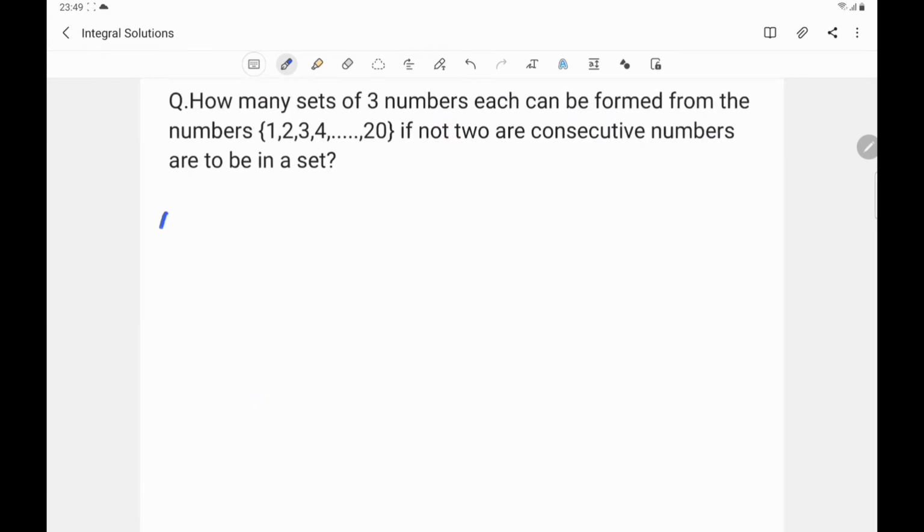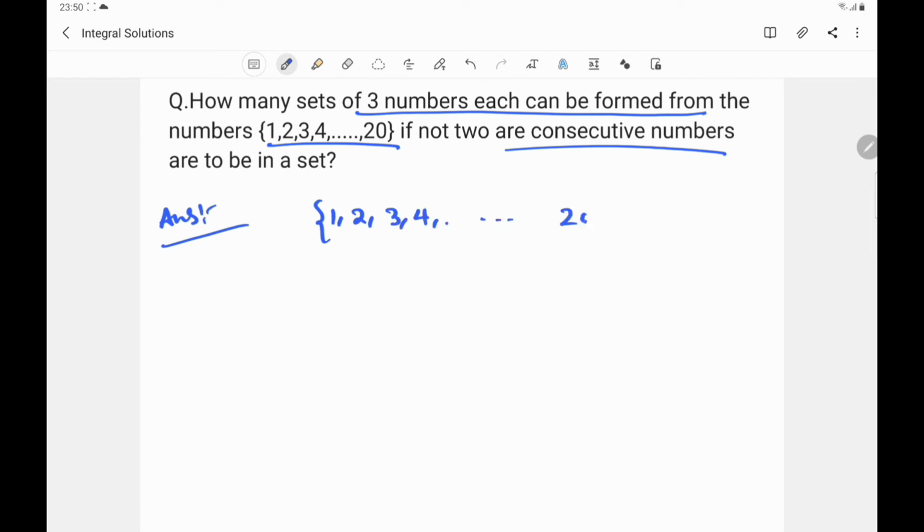Now let us look at this question. This question states: how many sets of 3 numbers can be formed from the numbers given in this set if no two consecutive numbers are to be in this set? That means we have 1, 2, 3, 4 till 20. So for a set of 3 numbers, say I have selected 2, then I have selected 6, then I have selected 19. These 3 numbers I have selected.